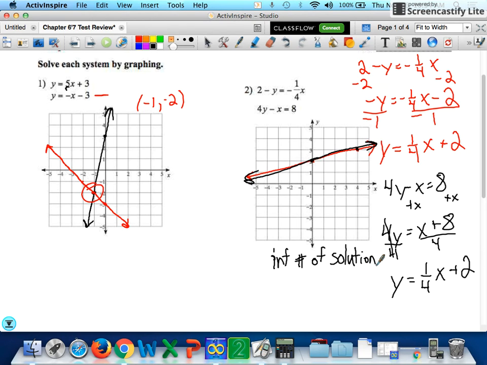Remember, there's another alternative answer. If I would have ended up with two parallel lines, not the same exact line, two parallel lines, those lines are never going to cross. Therefore, it would have been no solution. But this one was infinite.